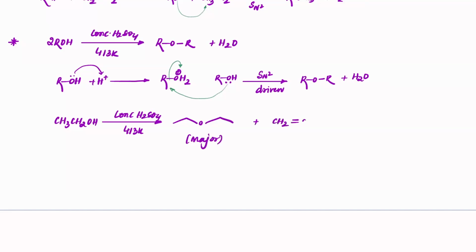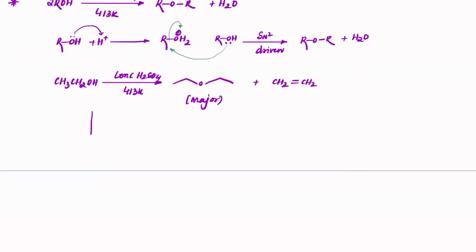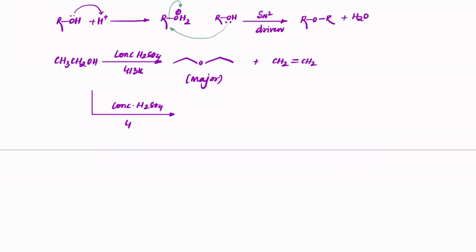Now listen up. If you elevate the temperature any further, the clear distinction which you will observe is around 170 degrees. So if you make this 170 degrees, which means another 30 degrees you have to add, that is 443 kelvins here. In that case, alkene will be the major product and ether will be the minor product here. So it's always the temperature's game.